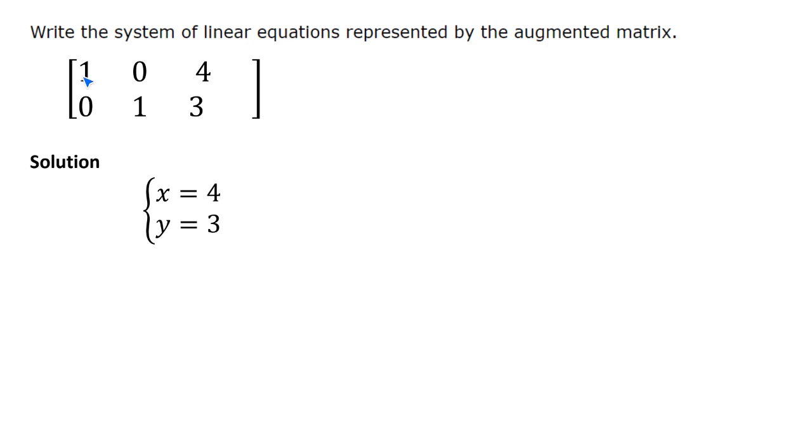So here I have a 1, so that's my X. But then I have a 0, so I have no Y. And then I have my 4. So if it's helpful, you could also write it out as X plus 0Y is equal to 4. However, we know that 0 times Y is just going to be a 0. Okay, so that's why we just have X equals 4 and Y equals 4.